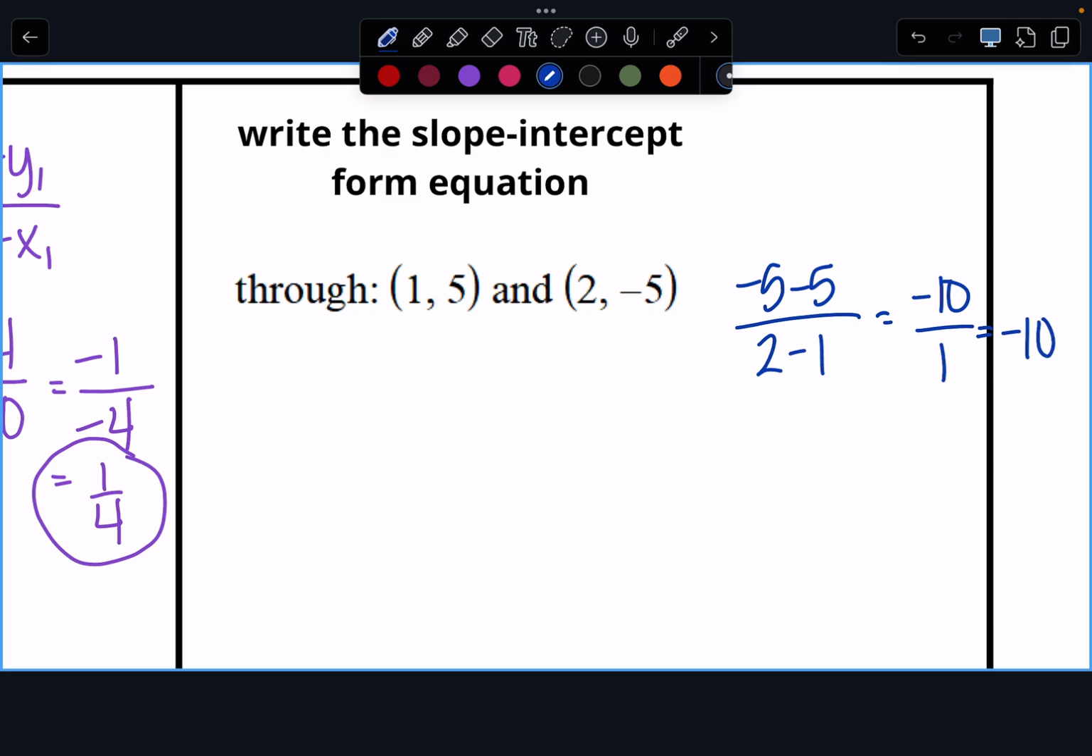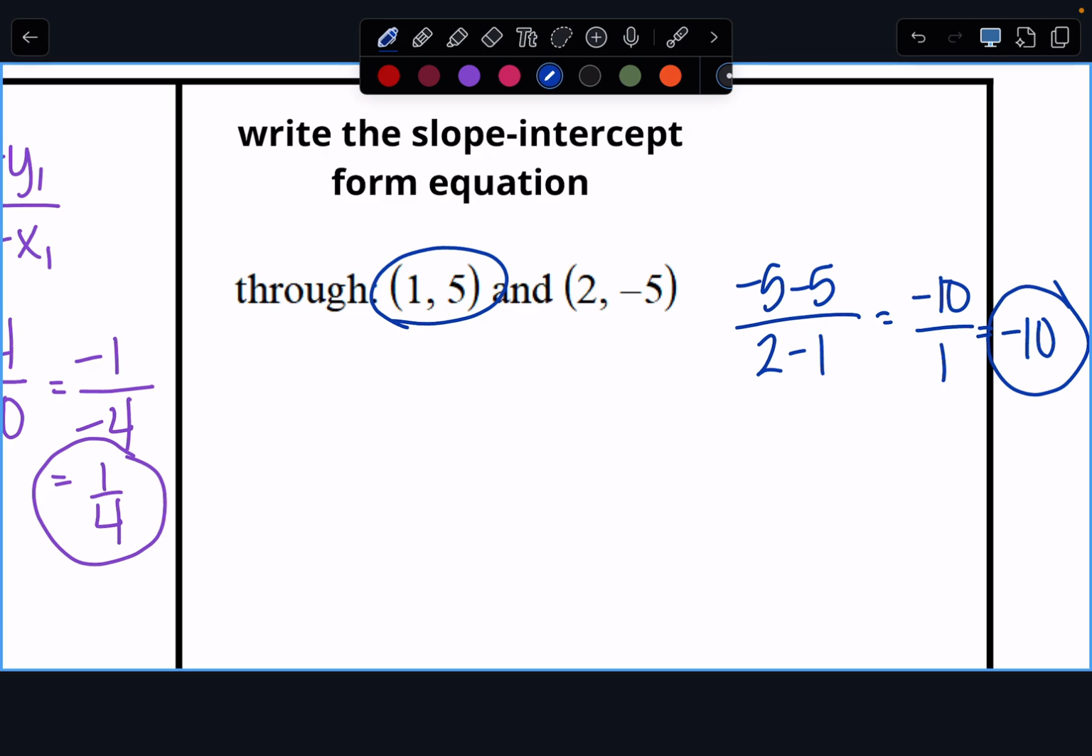Just negative 10, right? So that simplifies very nicely. So this is my slope. We can circle that. I now need to pick an ordered pair. So what do I want to use? Which one? Yeah, I'd use 1, 5. There's no wrong answer, so don't feel like if you chose the other one, you're wrong. You just want to pick the one that's probably the easiest.